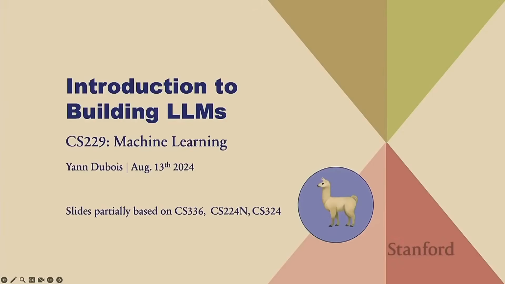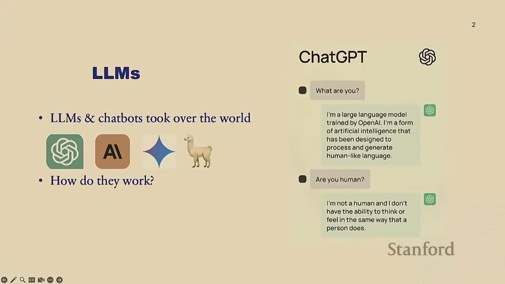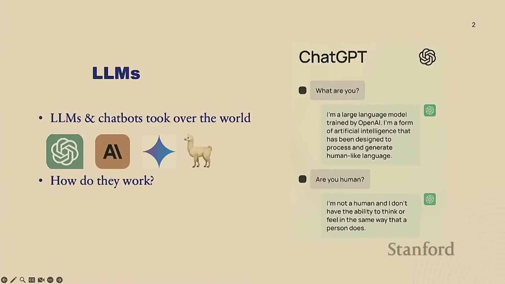So let's get started. I'll be talking about building LLMs today. I think a lot of you have heard of LLMs before, but just as a quick recap, LLMs, standing for large language models, are basically all the chatbots that you've been hearing about recently. So ChatGPT from OpenAI, Claude from Anthropic, Gemini, and Llama, and other types of models like this. And today we'll be talking about how they actually work.